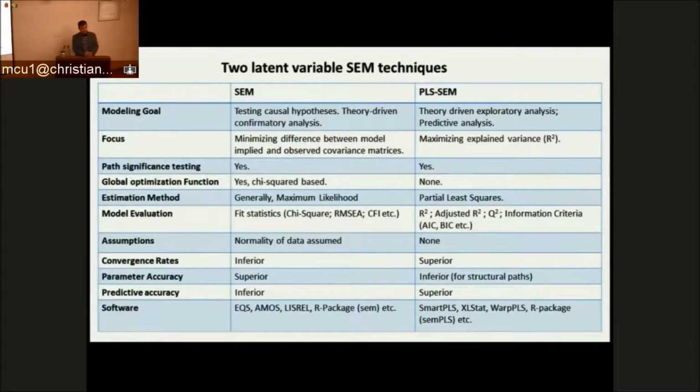In terms of convergence rates, SEM has inferior convergence rates, meaning that sometimes the algorithm just wouldn't give you results. It wouldn't do anything. PLS generally tends to converge. It has superior convergence rates. In terms of parameter accuracy, if you're only interested in the path estimates and their accuracy, SEM is superior. PLS is inferior for structural paths. But for measurement model paths, we'll talk about that, PLS is okay. Predictive accuracy, PLS is far better.